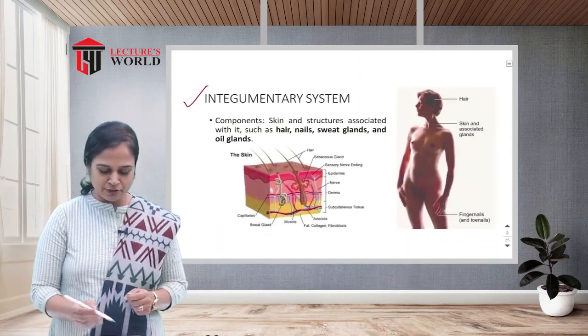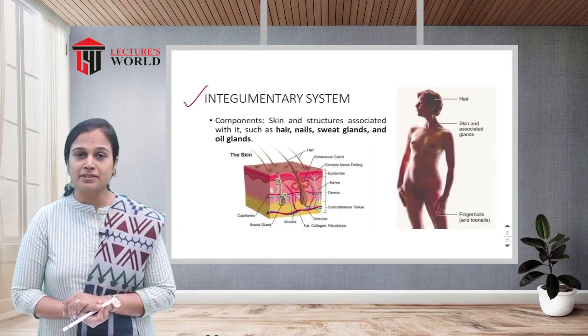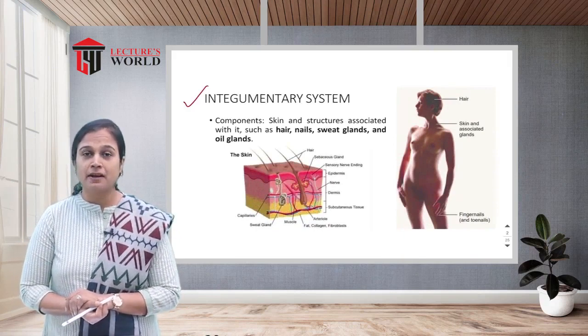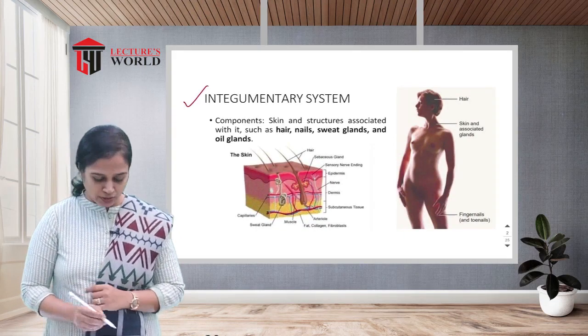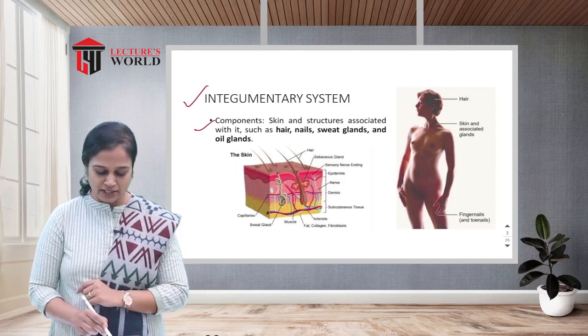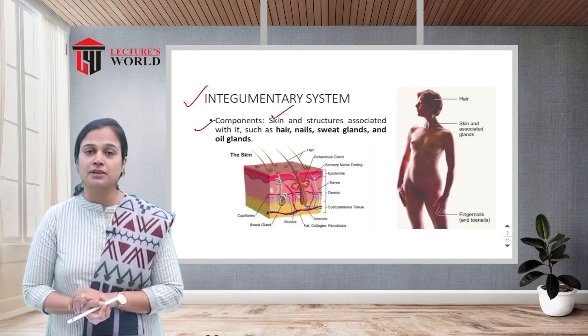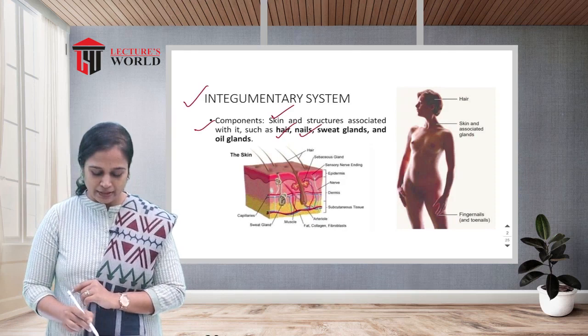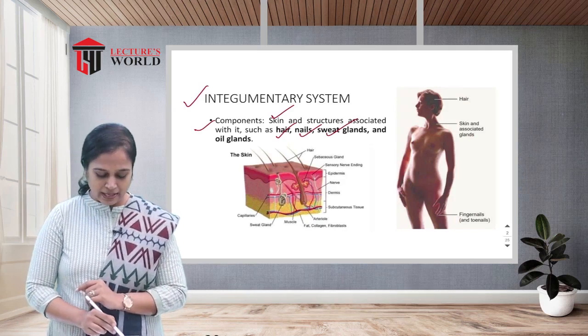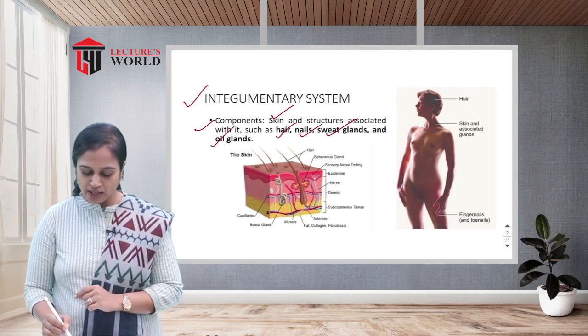First we will see the integumentary system. The integumentary system is related to the skin, hair, and nails. So the integumentary system consists of the skin and structures associated with the skin, such as hairs, nails, sweat glands and the oil glands. So these are the components.